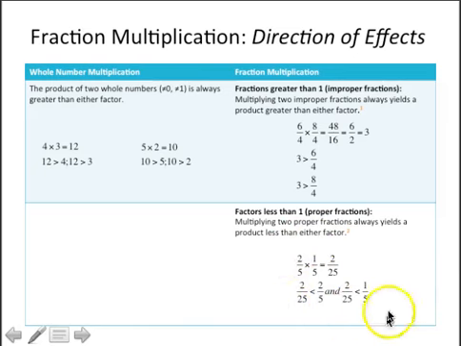This direction of effects rule leads to a lot of confusion for some students. They have grown used to multiplication with whole numbers where the product is always a larger number than either factor. When we transition to multiplication of proper fractions, the products are smaller than either factor, and that can be confusing for students.